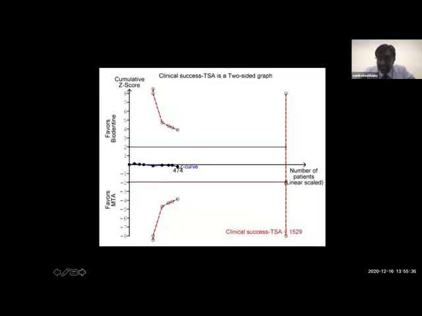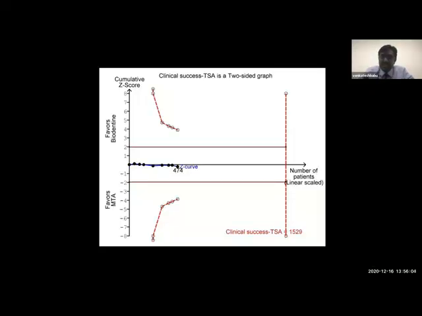If you see this, the interpretation is, I am going to see clinical success with two materials, one is EMTA and biodentin. If you see, my Z curve is not crossing this line as well as this line, it means no statistical difference between my EMTA and biodentin. This is my first take-home message.